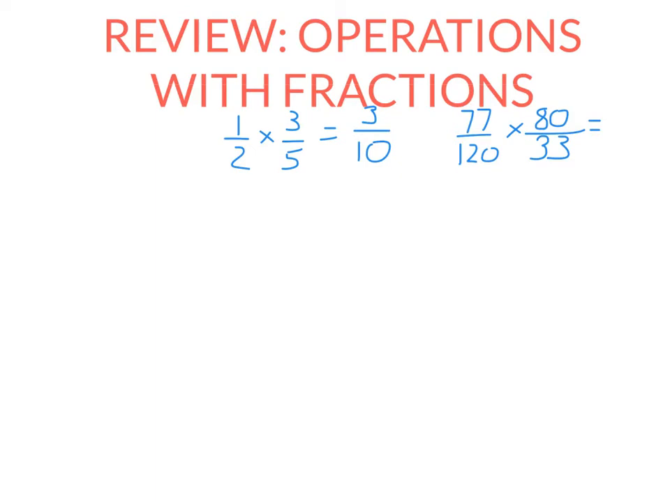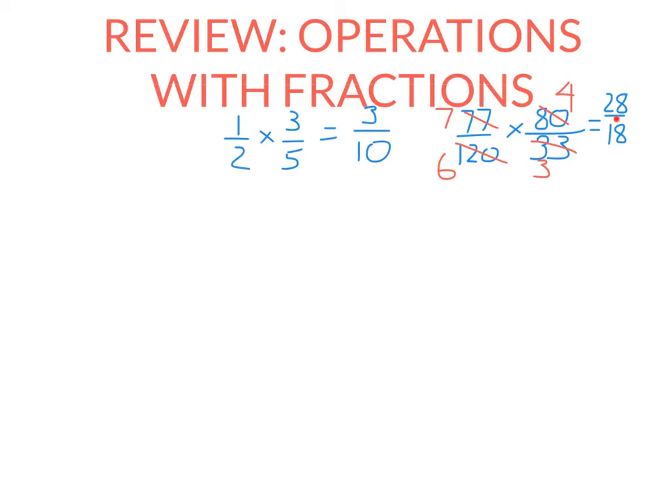So 77 and 33 have a common factor of 11. So 11 goes into 77 7 times, and it goes into 33 3 times. 80 and 120 have a common factor of 20. 20 goes into 80 4 times, 20 goes into 120 6 times. So then I get 7 times 4 is 28, and 6 times 3 is 18. So this is so much easier doing it this way. 7 times 4, much easier than doing 77 times 80.